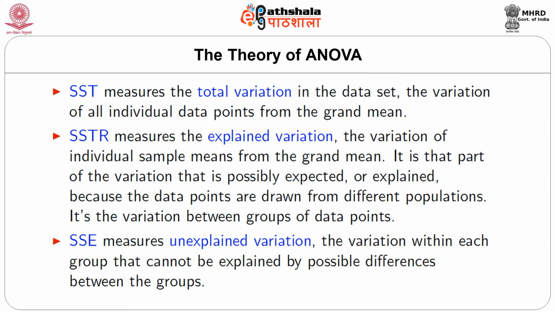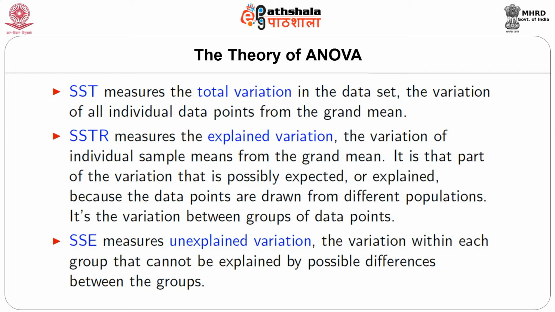SSTR measures the explained variation, that is the variation that can be explained, which is the variation of individual sample means from the grand mean. It is that part of the variation that is possibly expected or explained because the data points are drawn from different populations. It is the variation between groups of data points. SSE means unexplained variation, the variation within each group that cannot be explained by possible differences between the groups.